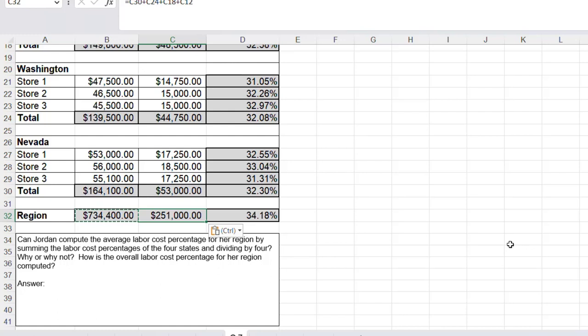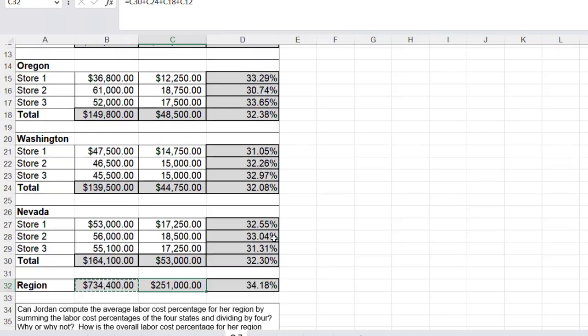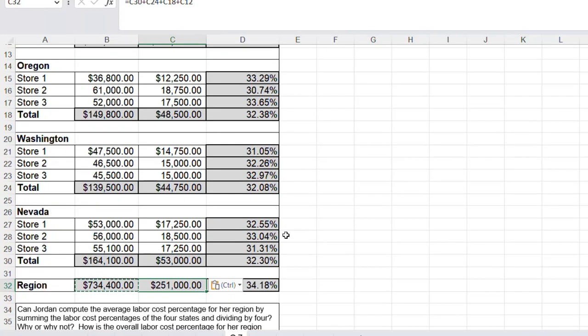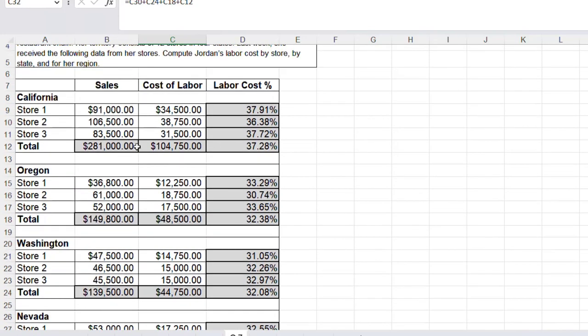How is the overall labor cost percentage for her region computed? Okay, so again, we take the total sales of her region and we add up the total labor cost for her region, and that's how we're going to get our overall percentage. Okay, so it looks like her goals for Oregon, Washington, Nevada should be around 30. And it looks like we can be okay with California being a little bit higher, probably because the wages are a little bit higher out there as well.